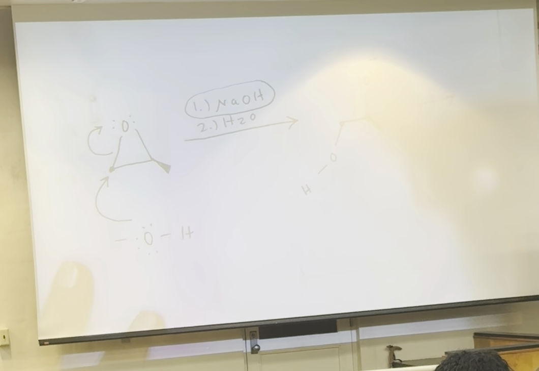In step 2, we're going to protonate that thing. Sometimes it's H2O, sometimes it's hydronium. And then bam, this is the product of this reaction. So we make a diol, a diol like that. So that is the product of this reaction. And all of these reactions, from that first one into the second one, pretty much go the same way.